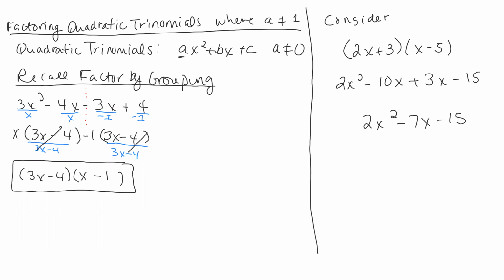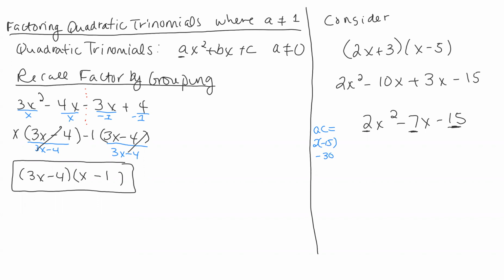Okay. Now, in the previous video, we would have had a situation where the coefficient on the squared term was 1. And all we had to do was look at c, and we would find factors of c that would add to be the coefficient on the linear term, or what we call b. This is a little bit different because of this coefficient on the squared term. So what we do is the AC method. So I look at A and C and I multiply them. So 2 times -15 is -30.